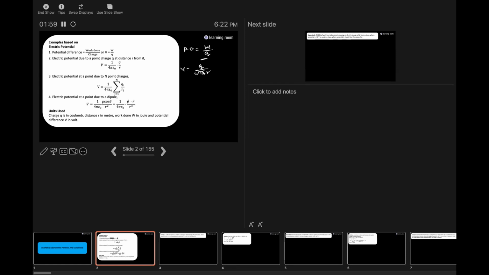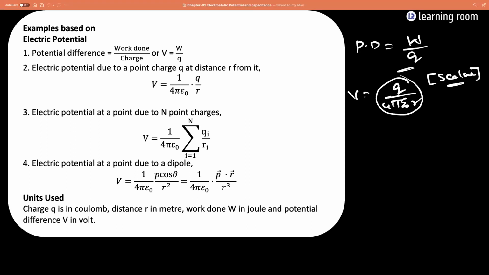Okay. So how to calculate the potential due to a point charge at a given point? It is going to be Q divided by 4 pi epsilon naught into R. Right? Sir, it's too small. The screen is too small, sir. Now, it is going to be Q divided by 4 pi epsilon naught R.